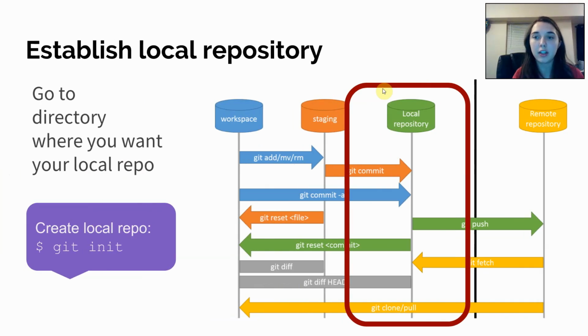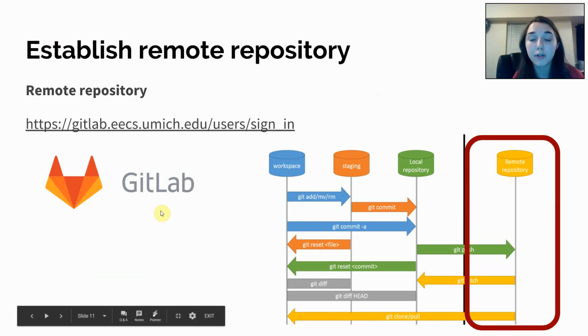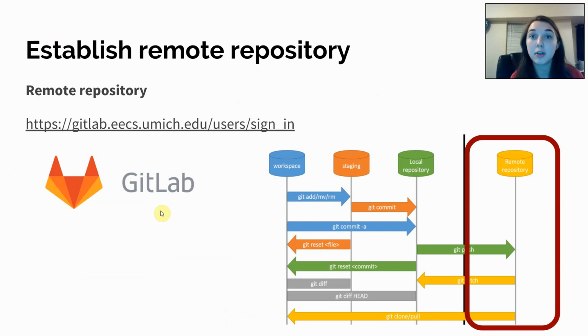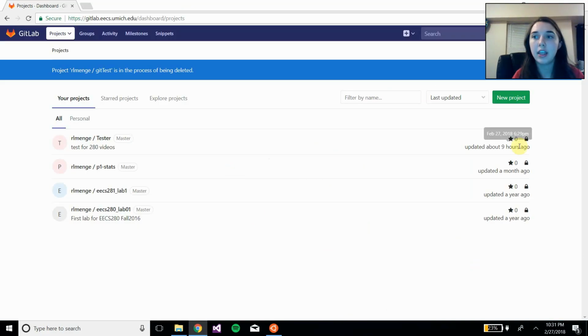Well, now that we've created a local repo, we're going to want to create a remote repo. So the University of Michigan provides all of its students, or the engineering students rather, with a GitLab profile. This is very similar to GitHub, so if you're familiar with that or you want to be familiar with these, instructions are very, very similar. So let's go there. We'll go to GitLab. Here is my profile on GitLab.